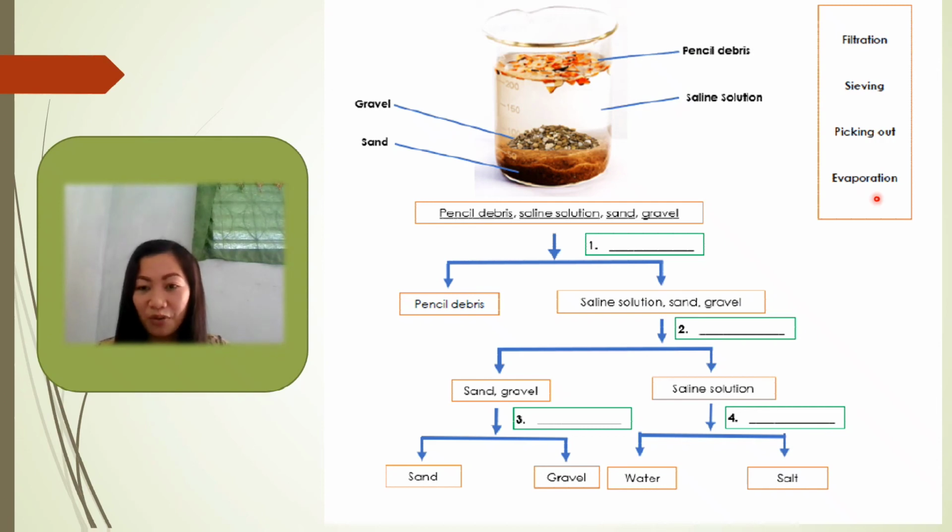And for number 3, what kind of separation are we going to use if we're going to separate the sand and the gravel? Is it filtration, sieving, picking out, or evaporation? If you listened to our previous slides, you can answer this one.